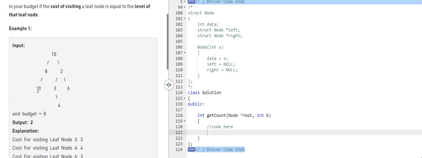So we want the maximum number of nodes, which means the level of the leaves should be minimum. So we take first the nodes which have the minimum level. 3 and 6 have the minimum level. For reaching 3 we need a budget of 3, and for reaching 6 we need a budget of 3. So 3 plus 3 is 6, but if we include 4, the budget needed is 3 and 3 and 4, which is 10, but our given budget is 8, so we can visit only 2 nodes. So here the output is 2.